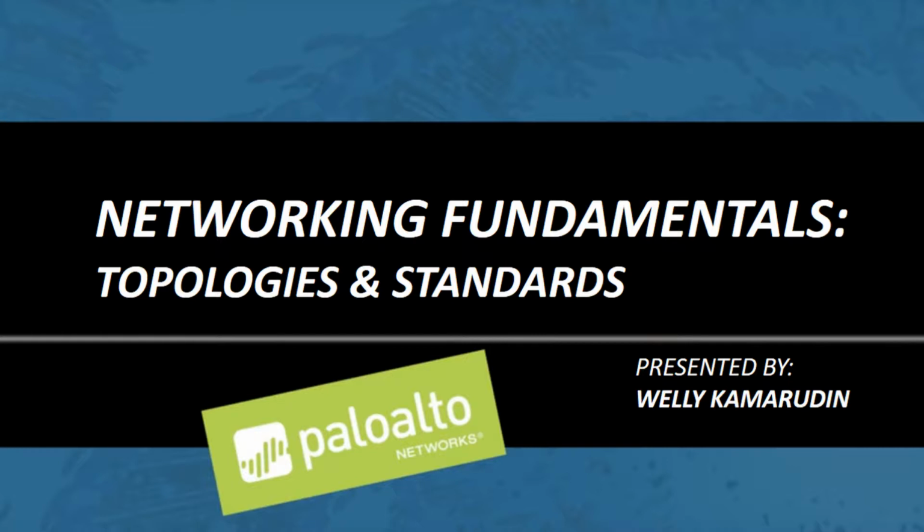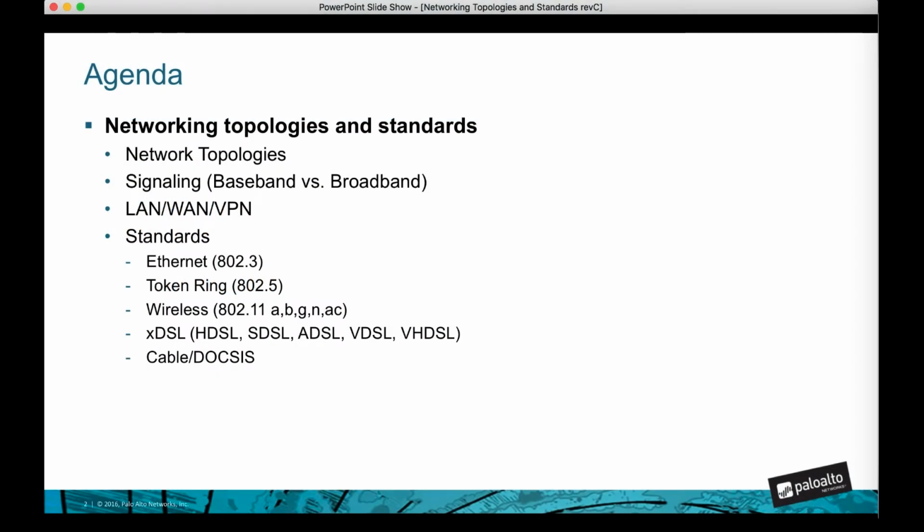Today we are going to talk about networking topologies and standards. The main topics that we will cover in this presentation are the network topologies that are used on old legacy and modern computer networks, the difference in signaling, what is baseband versus broadband, and we will try to understand at a high-level view what LAN, WAN, and VPN technologies are. And finally, we will briefly run through the standard specifications on Ethernet, token ring, wireless, xDSL, and cable, aka DOCSIS.